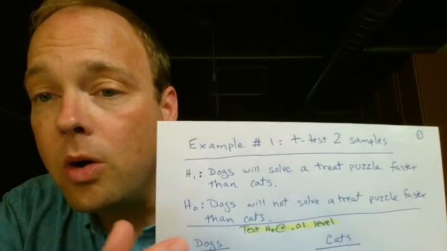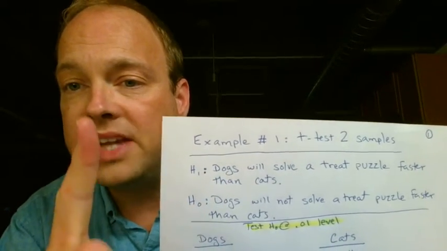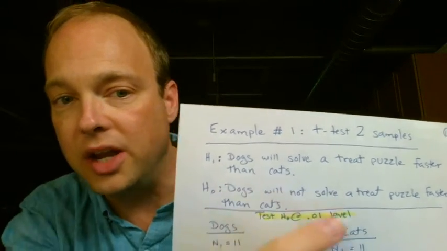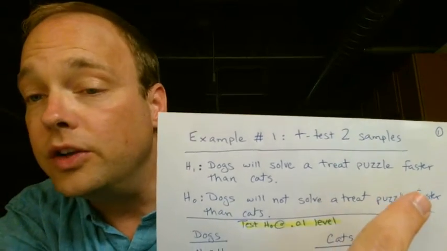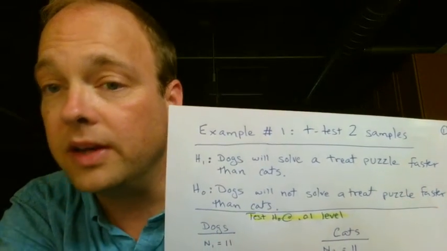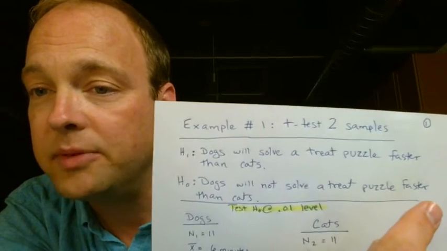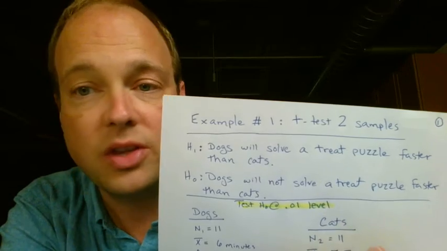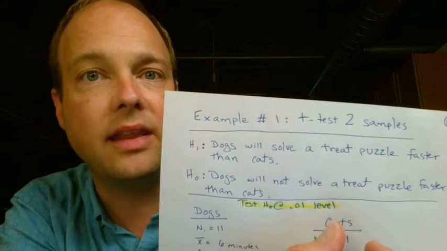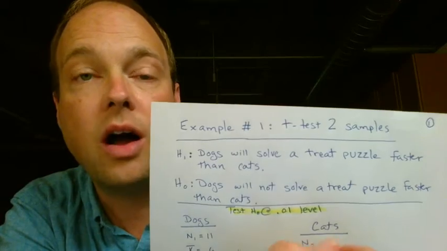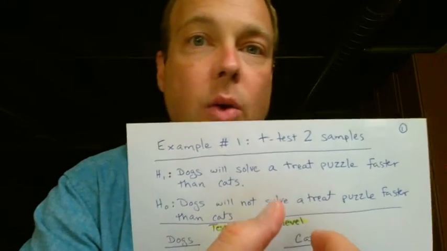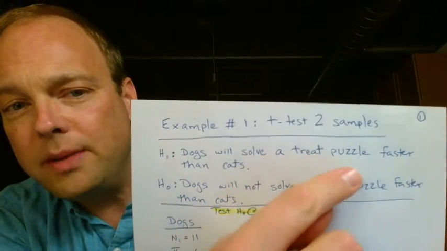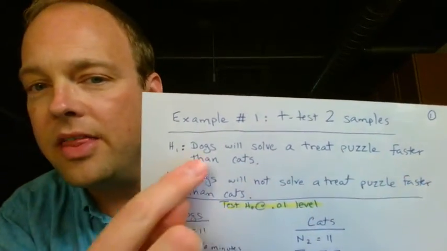Now, we already know that we need a one-tailed test because this research hypothesis has specified direction, faster than. Now, don't be fooled, because even though it says faster, a lot of times people will put the critical region, the tail, on the right-hand side of the distribution. That's not correct. It needs to go on the left-hand side of the distribution because we're saying dogs are going to be faster, which means they're going to take less time. H sub 1, dogs will solve a treat puzzle faster, less time than cats.